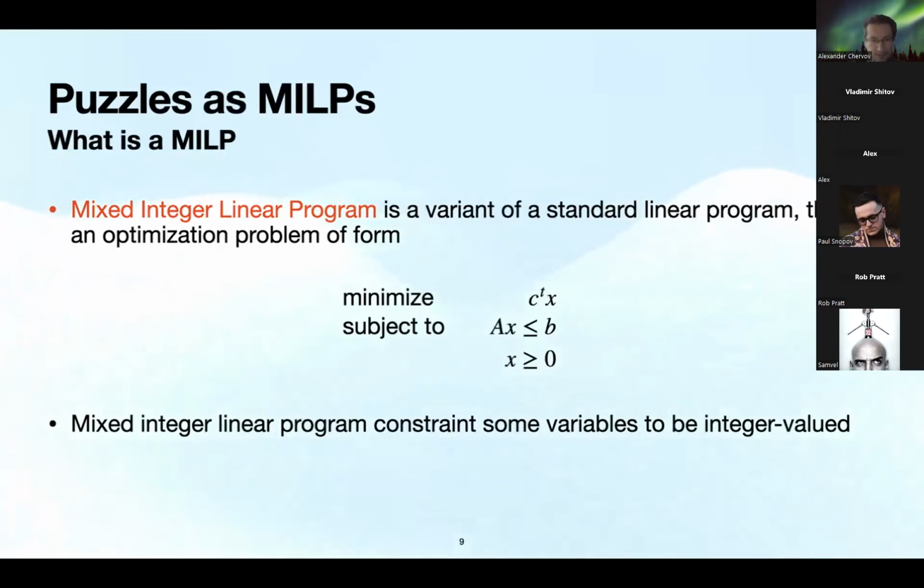Okay. Yeah, thank you. Well, so the next topic is about the reformulation of the puzzles as integer programs. And to be on the same page, a mixed integer linear program is just a standard linear program, which is an optimization problem of such form, with some constraints on variables that some of them should be integer valued. So some of the x's are just integers, or maybe binaries, in which case it will be a mixed binary linear program.